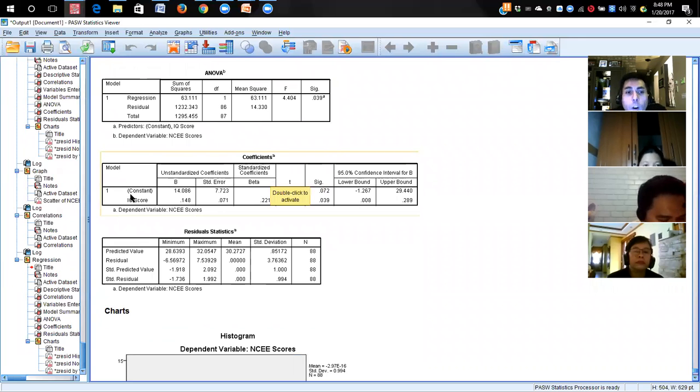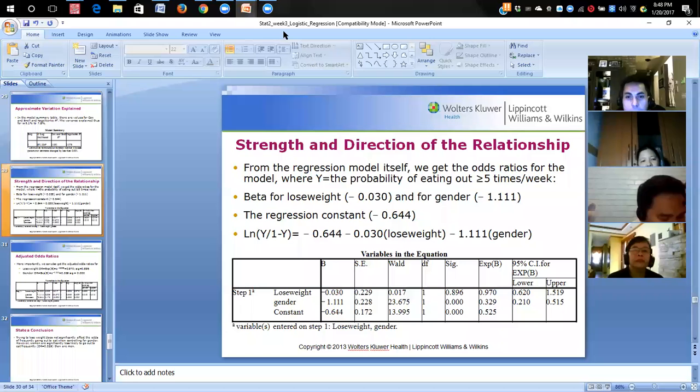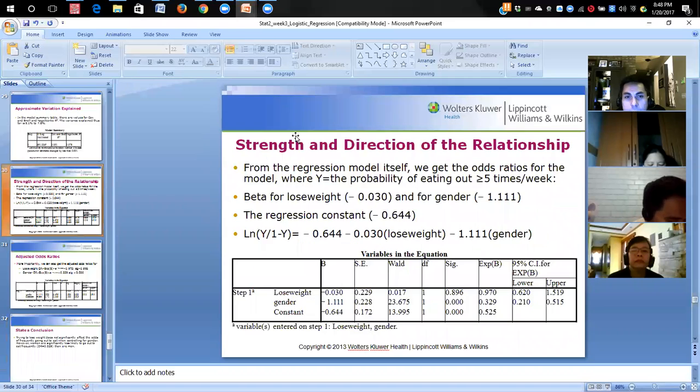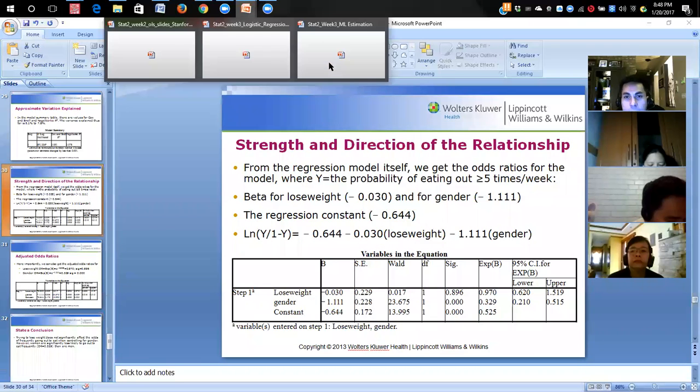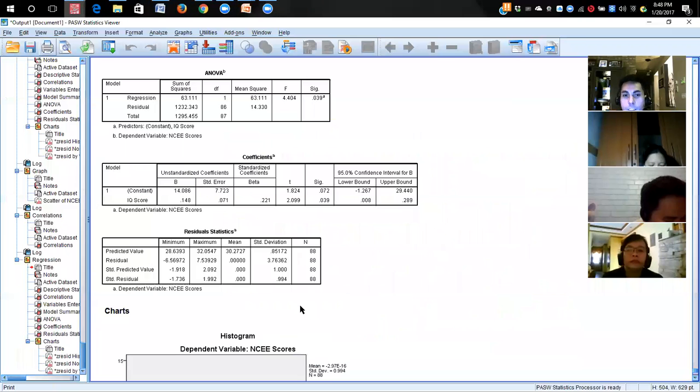So let's really understand this part of the SPSS output, the coefficient. Right here in our model, the constant is 1. And what did I say about the constant in maximum likelihood estimation? That the constant is the intercept, okay? It's very weird why SPSS called it constant, but this is the intercept.